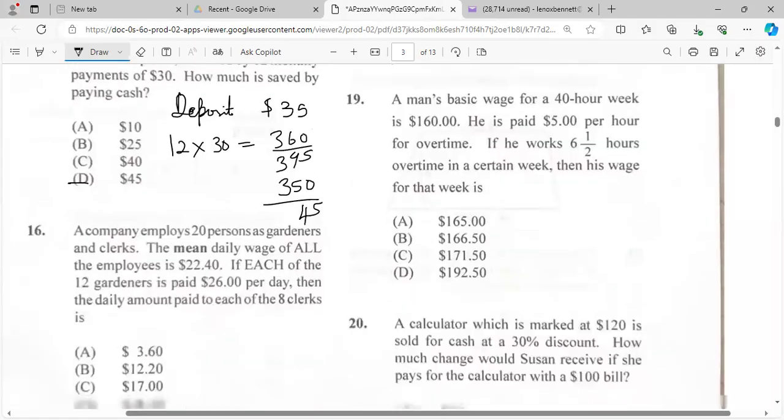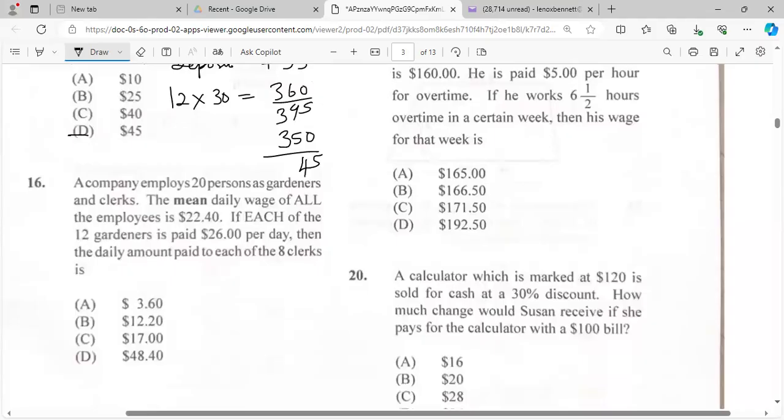A company employs 20 persons as gardeners and clerks. The mean daily wage of all the employees is $22.40. If each of the 12 gardeners is paid $26 per day, then the daily amount paid to each of the 8 clerks. Alright, first of all, I'm going to find the aggregate score. Since we know that the average is 22.40, we could figure out how much for the aggregate score, and then we can take it from there.